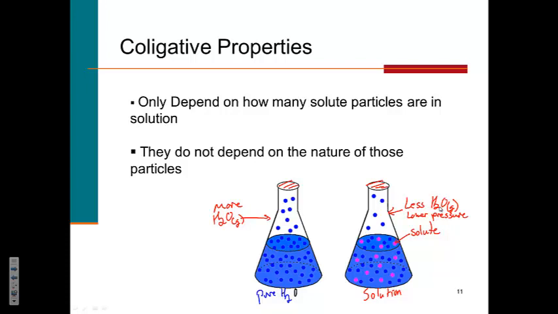If you remember, think back to our ideal gas law, PV equals nRT. Pressure equals nRT over V. n is the number of moles, the number of molecules in the gas. As this number increases, pressure increases. Well, if this number decreases, we have fewer water molecules, and the pressure will decrease. Why are there fewer? Just because we have some of these little red solute particles in here.